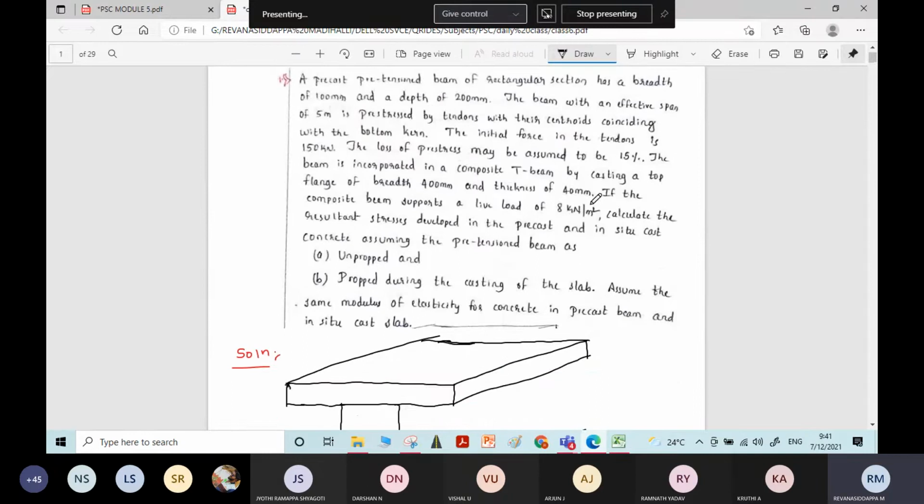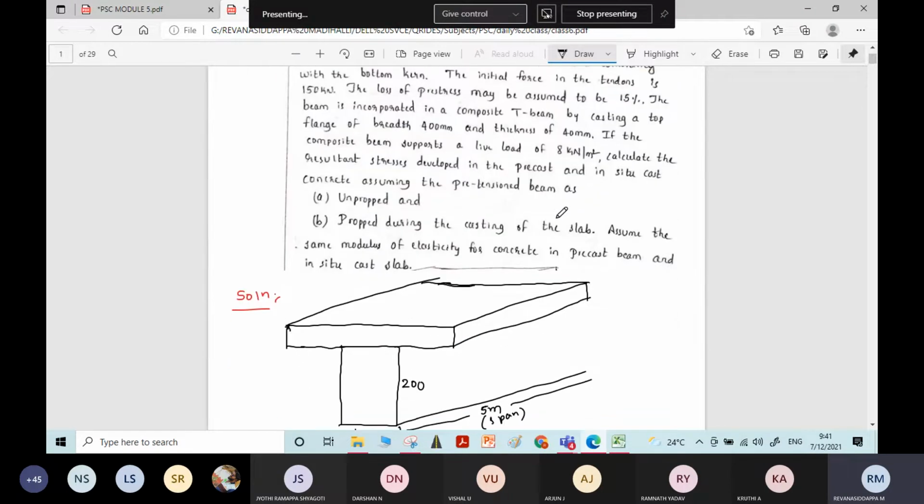Live load on the beam is given, that is 8 kilonewton per meter square. The live load on the flange is given. It is 8 kilonewton per meter square. Means for 1 meter area, the load per unit area is given. Especially for slab, the load will be given like that only, per meter square area. Over the slab, the intensity of load is 8 kilonewton per meter square.